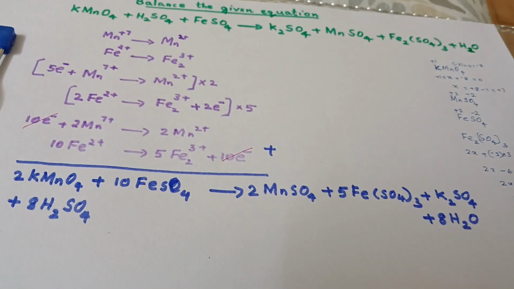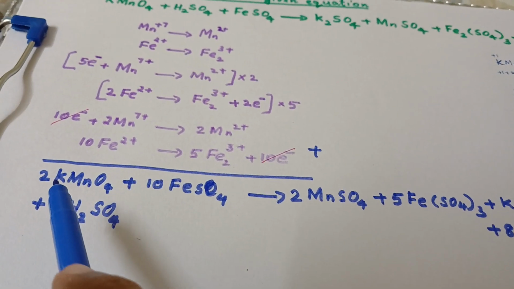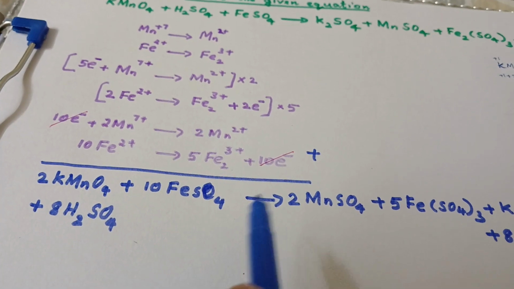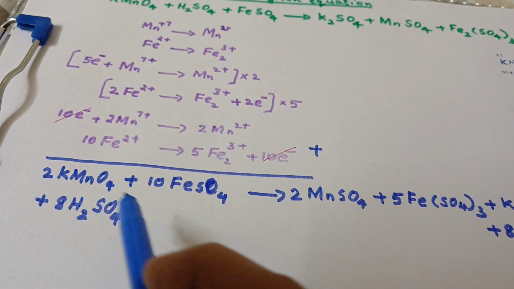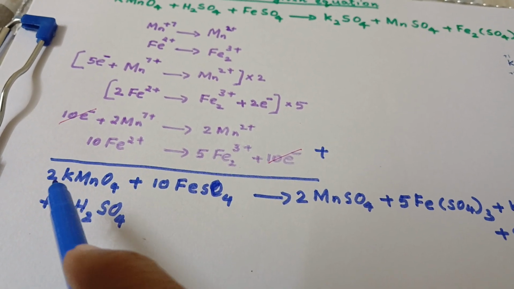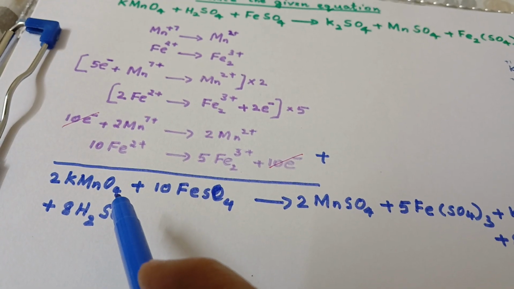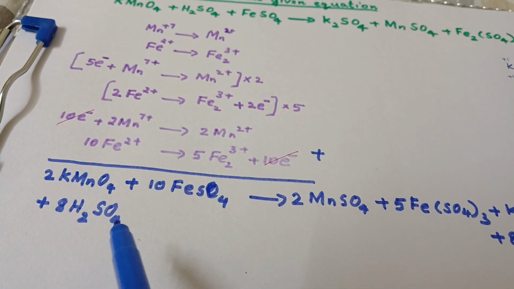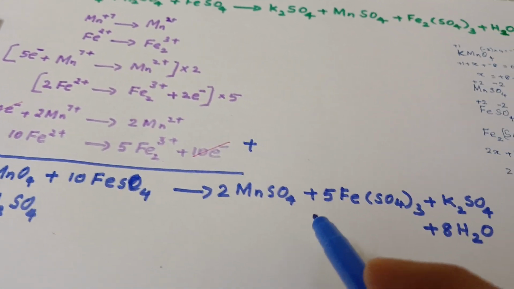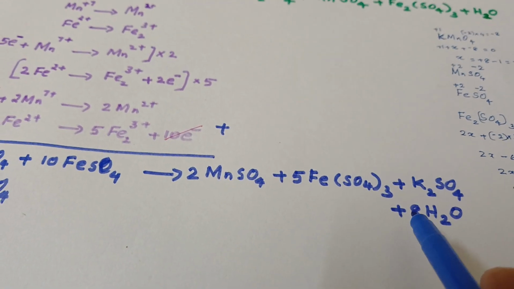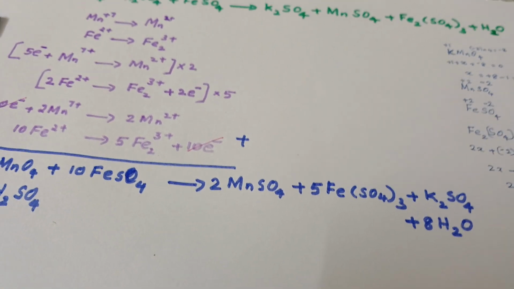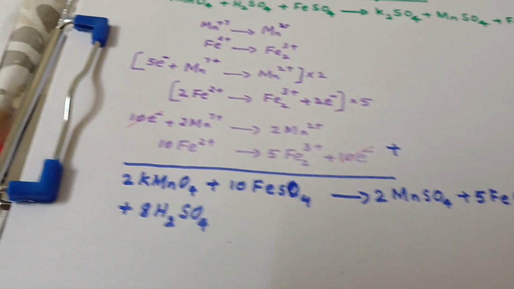Now just a little thing, let us look at the number of oxygens which are not there in sulfates. Here we can see 2 into 4, 8 oxygen atoms on the left hand side. The rest are all sulfates. On the right hand side we have 8 oxygens. So now we have got the balanced equation.